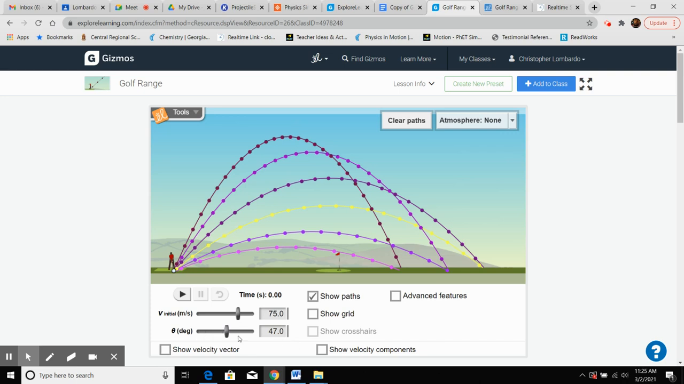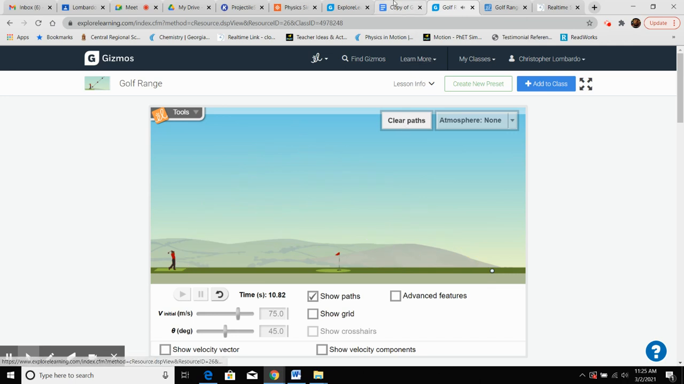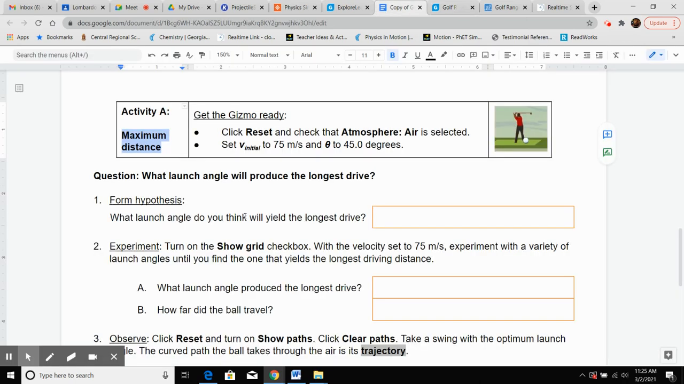It's basically just 90 divided by 2, going to give us 45. So this is going to give us the best combination of vertical velocity and horizontal velocity. Now it's difficult to see, but it is a little bit farther than our other guys here. So 45 degrees is the premium launch angle, neglecting air resistance. All right, so we're going to keep that in mind as we go here. So what launch angle do we think is going to give us the longest drive? Probably 45 degrees, or very close to it.